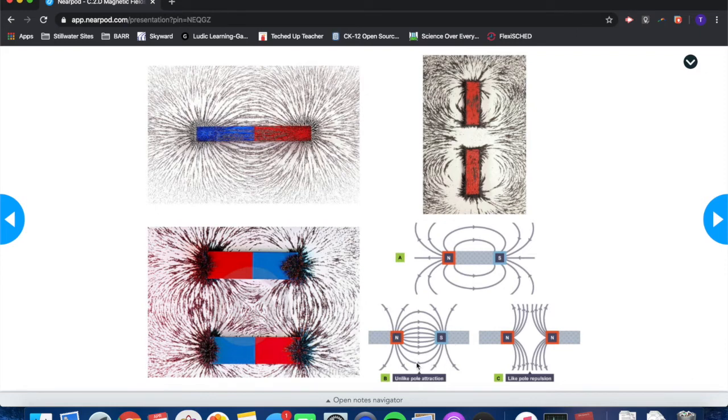In your notes, I would like you to make sure that you have the diagrams of just a single magnet and its magnetic field, opposite or unlike poles attracting each other and their magnetic fields, and like poles repelling each other and their magnetic fields. So I'm asking you to draw these three diagrams. Go ahead and make sure those are in your notes.